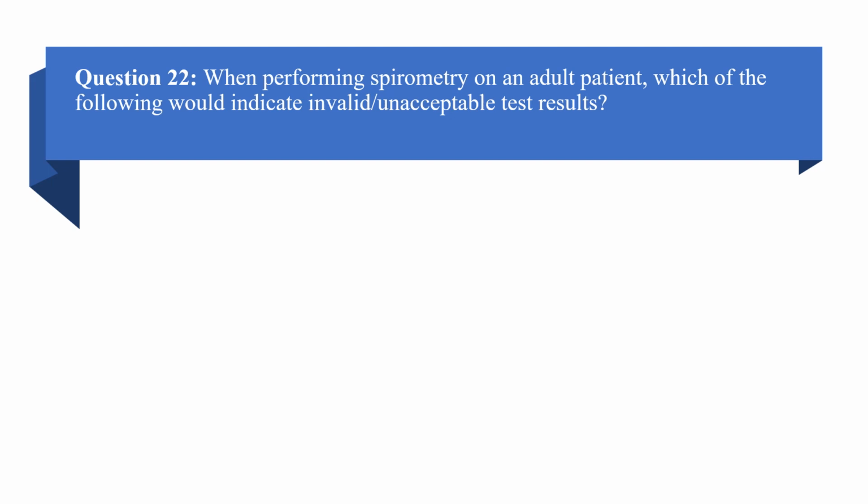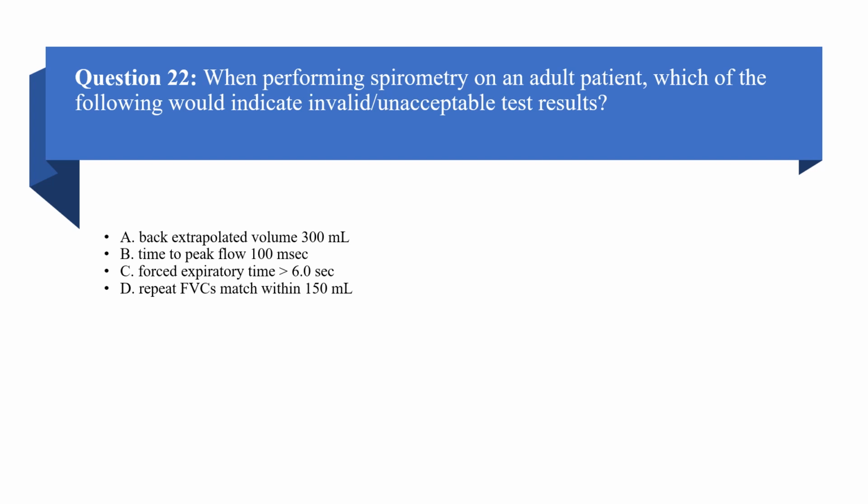So question 22. When performing spirometry on an adult patient, which of the following would indicate invalid or unacceptable test results? A, back extrapolated volume of 300 milliliters. B, time to peak flow of 100 milliseconds. C, forced expiratory time greater than 6 seconds. And D, repeat forced vital capacity match within 150 mLs. The correct answer is A.